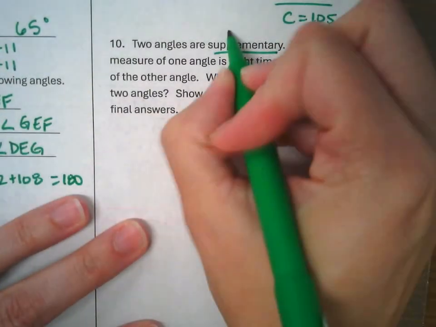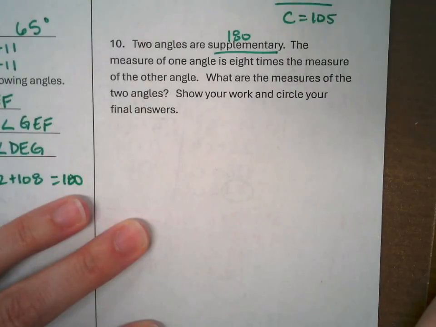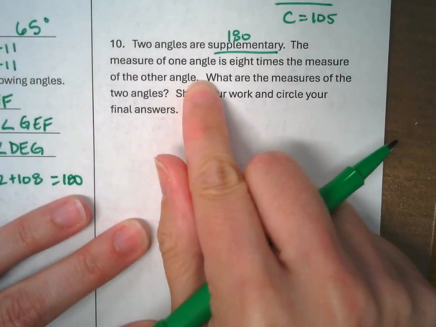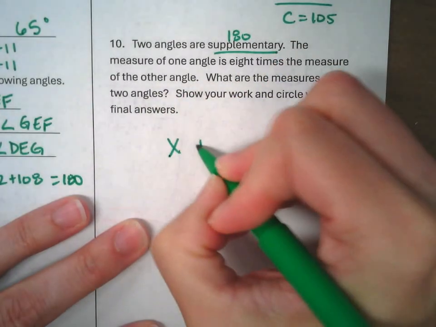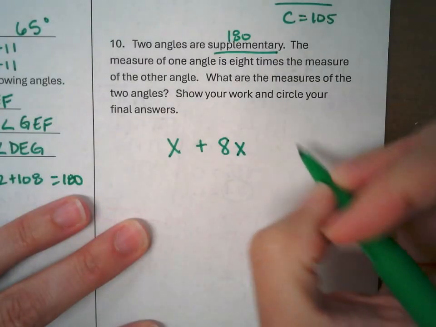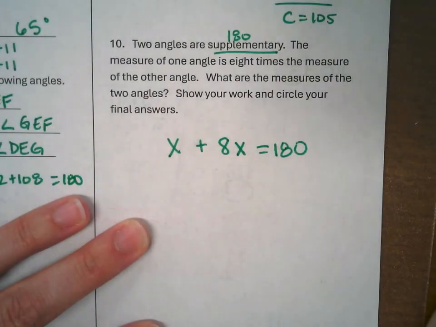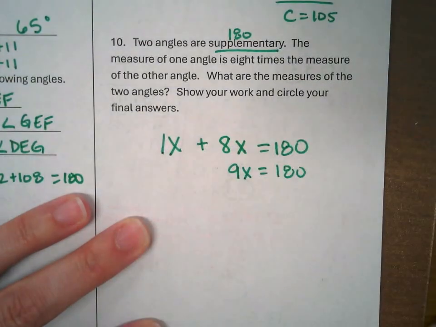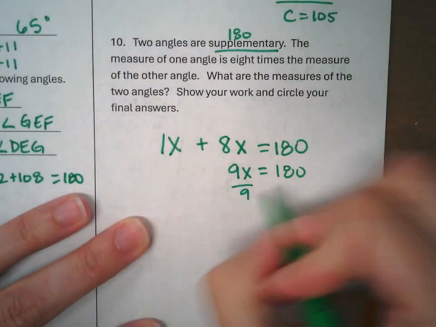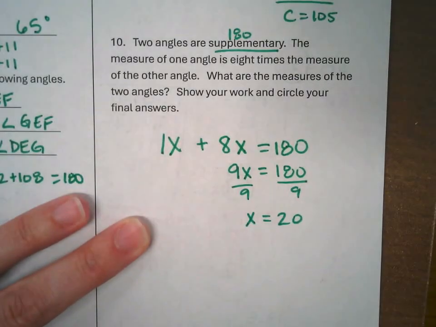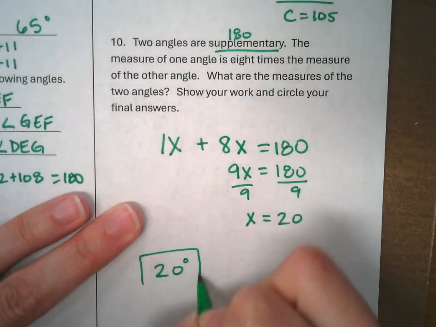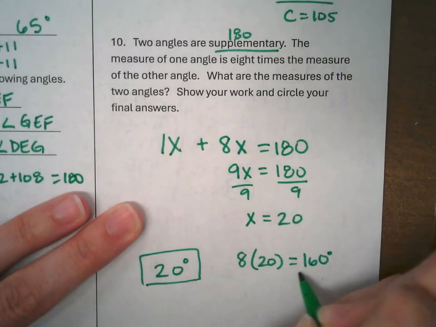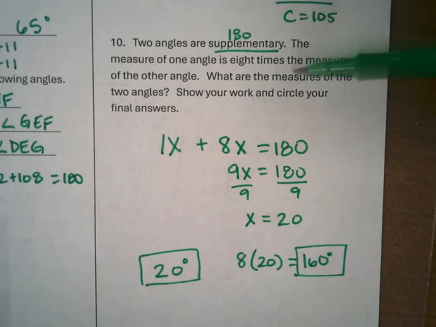Last question. We have two angles are supplementary. That tells us they add up to 180. The measure of one angle is 8 times the measure of the other angle. So if I call one angle X, the other angle is 8 times X, and they have to make 180 total. So we put these together to get 9x, because remember there's really a 1 in front of here. Divide both sides by 9, and I get x is 20. So one angle is 20 degrees. The other angle is 8 times 20, so it's 160 degrees.